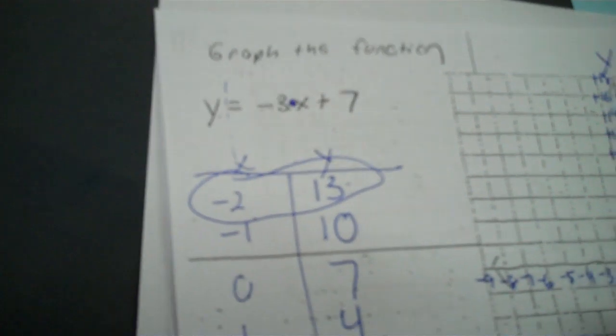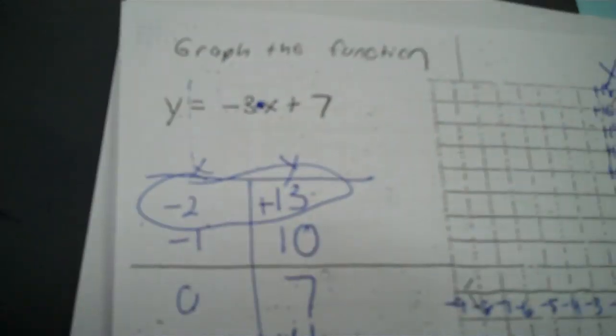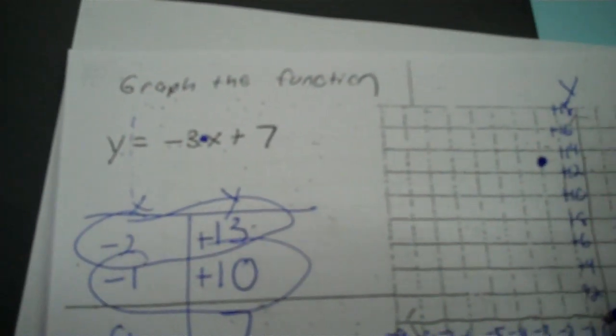So -2 and plus 13. So I go to -2 on X and plus 13's up here between the 12 and the 14. -1 and plus 10. Okay, if it doesn't have a sign, it's a plus. So I go to -1 on the X and plus 10 is right here. 0, and plus 7. So 0 just stays, and then plus 7's up here between the plus 6 and the plus 8.